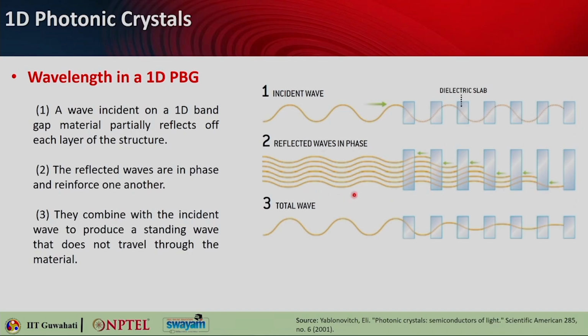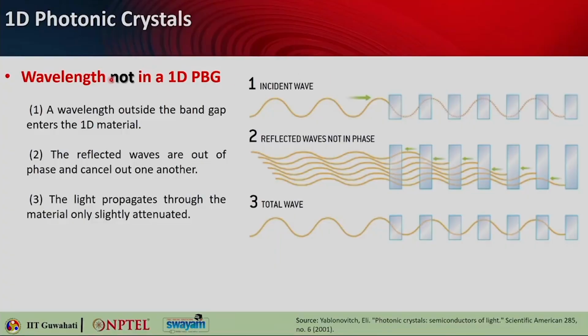So, the reflected waves are in phase and they reinforce each other, and when they are in phase, they combine with the incident wave and produce a standing wave. They constructively interfere and give you a standing wave, and a standing wave cannot travel, and that is how this particular wave will not be able to travel through this particular material. So, this is giving you the band gap.